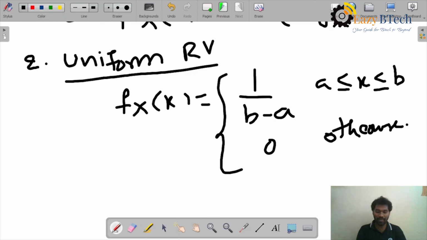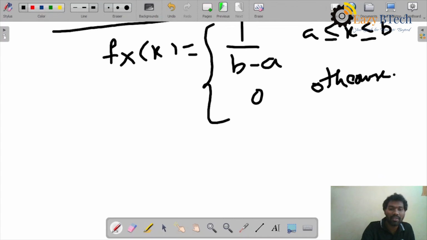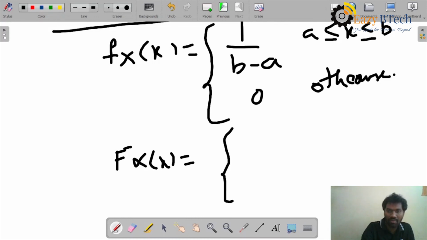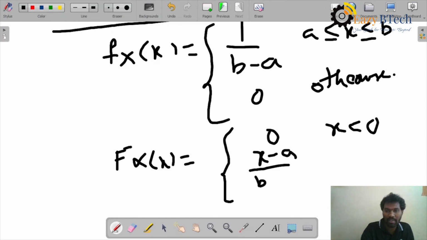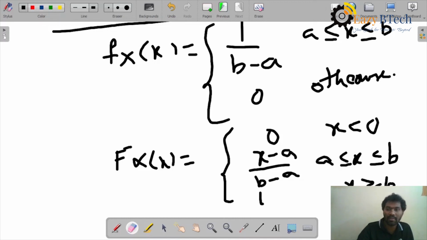Similarly, the uniform random variable's distribution function is represented by capital Fx of x, and is equal to 0 for x less than a, x minus a by b minus a for a less than or equal to x less than or equal to b, and 1 for x greater than b.